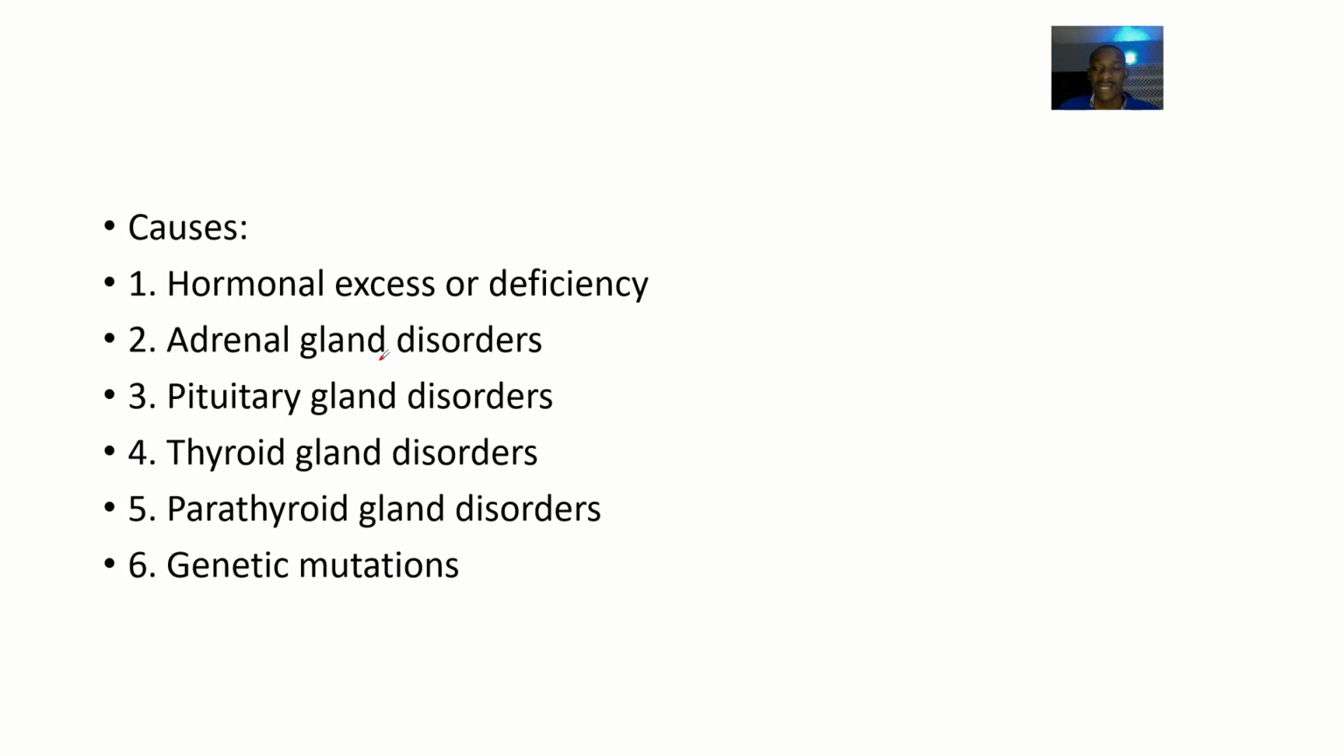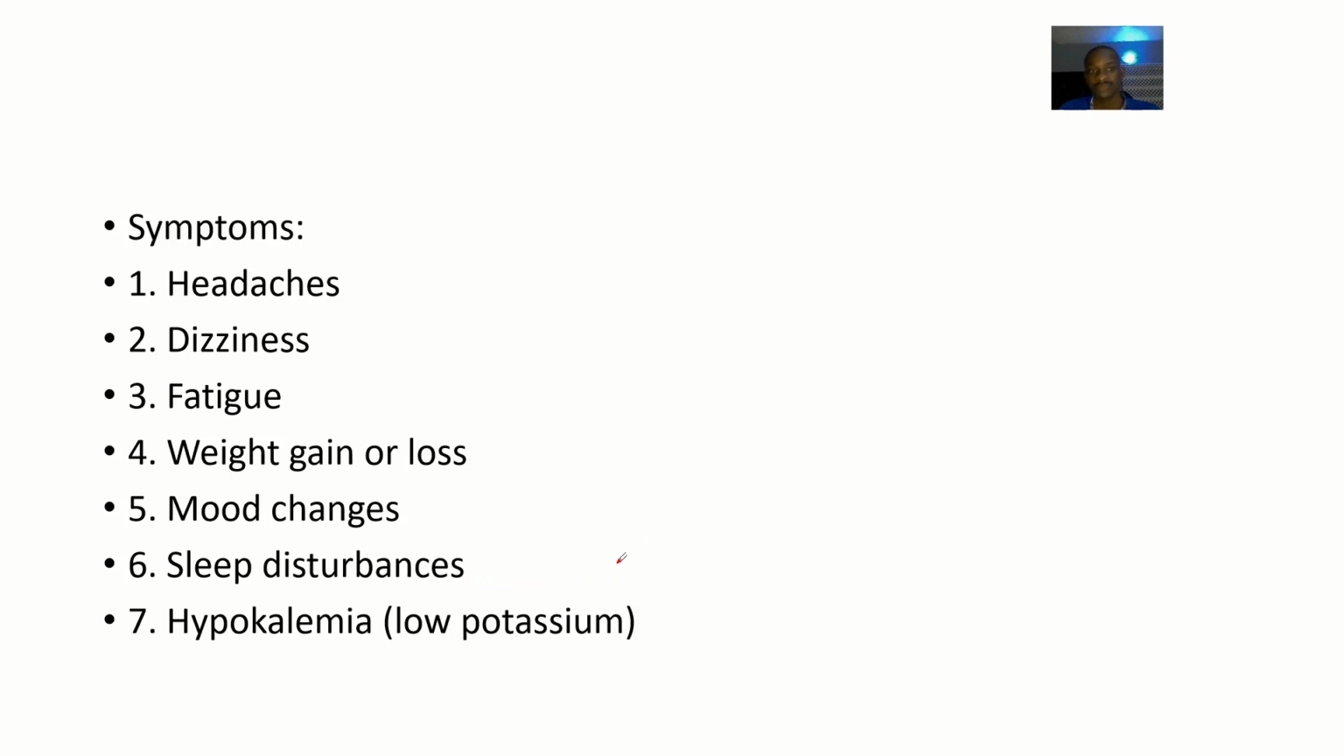Now, looking at the causes, yes, it could be that the hormone is in excess or deficient. Okay, if we're saying endocrine hypertension, we're not only saying the hormones must be in excess. No, sometimes the hormones can be deficient and you can see that result in hypertensive problems. Okay, could be adrenal gland disorders, pituitary gland disorders, thyroid gland disorders, it could be what? Parathyroid gland disorders, it could be genetic mutations.